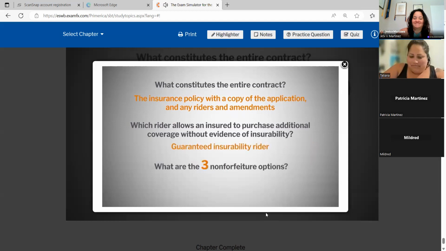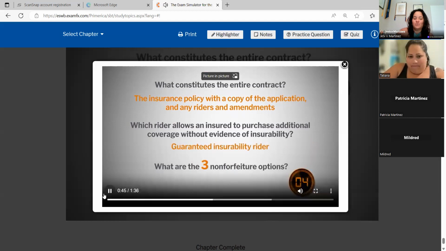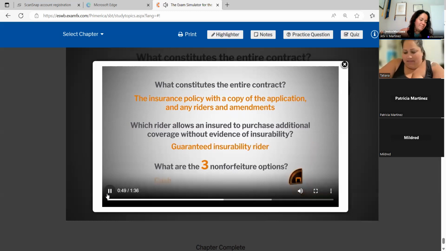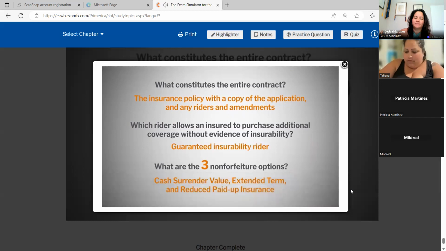What are the 3 non-forfeiture options? What's the cash? Paid up? Cash surrender value, extended term, and reduced paid-up insurance. Did your answers match up?